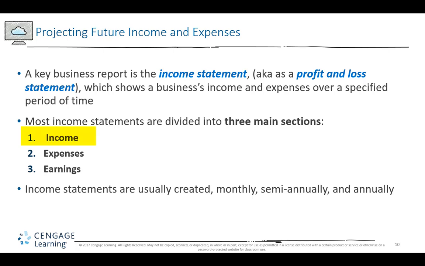Most income statements are divided into three main sections. 1. The income section. This section projects the income from sales as well as the cost of supplying those items. 2. Expenses. This section projects the general expenses incurred from operations. And 3. The earnings. This section estimates the net profit and tax liability for the business. Income statements are usually created monthly, semi-annually, and annually.